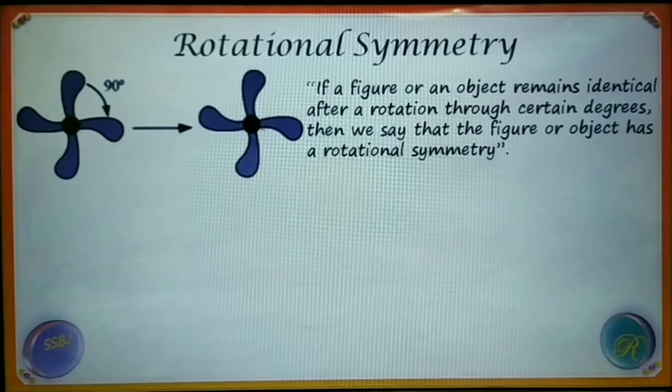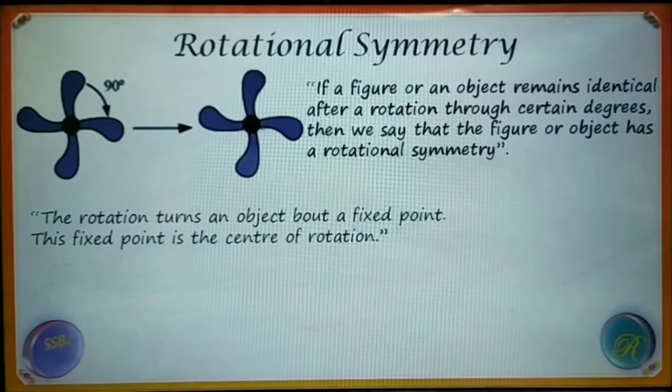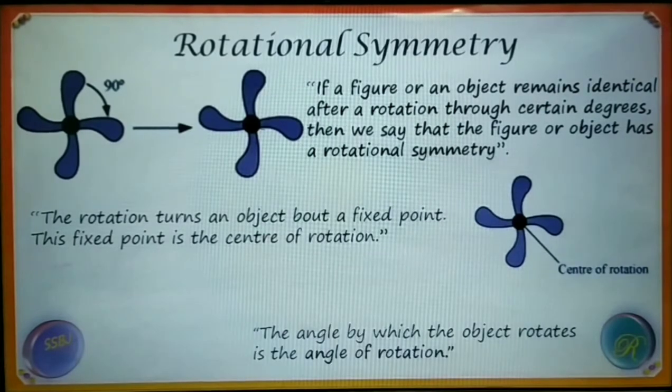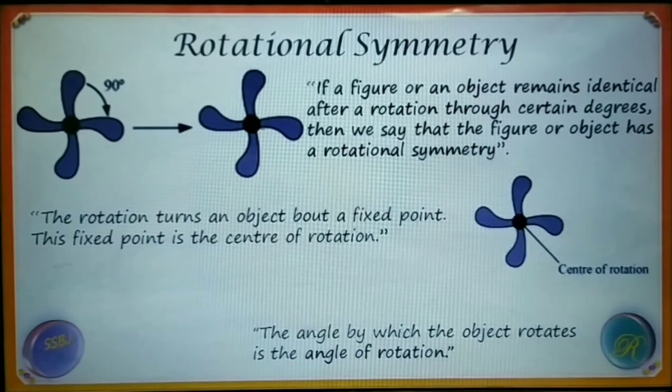So, if a figure or an object remains identical after a rotation through certain degrees, then we say that the figure or object has a rotational symmetry. The rotation turns an object about a fixed point. This fixed point is the center of rotation. That's what you can see in the figure. The angle by which the object rotates is the angle of rotation.